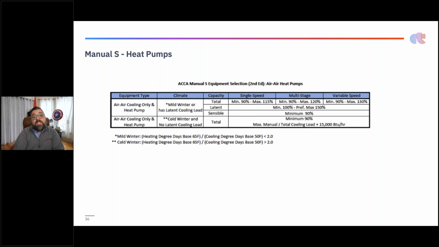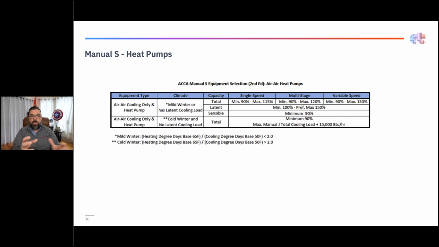Otherwise, you're falling into condition A, and the more variable a system is, the more leeway they give you. The smallest you should put in is 90% of your total load. And that's because you can zone a system with ductwork or equipment, and the needs of the house are going to change, even on a single stage, single speed system.